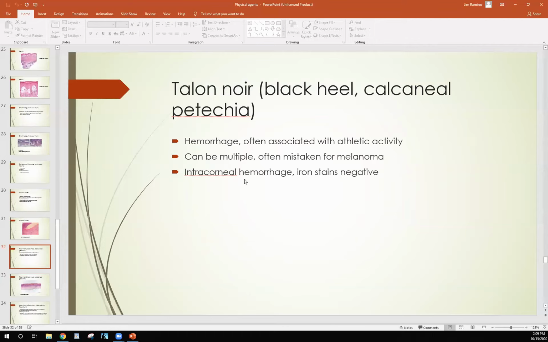So talon noir, also known as black heel or calcaneal petechiae, we see it every once in a while biopsied. By far the most important thing is to rule out melanocytic lesions, because clinically these can look like melanoma. So we have to look not just at the melanocytes, but in the intracorneal area, and make sure there's no hemorrhage there. This is also associated with athletic activity. It's kind of a cousin of friction blister, traumatically induced, with the addition that you get hemorrhage instead of just a split. And iron stains aren't going to help because they are typically negative in these cases.